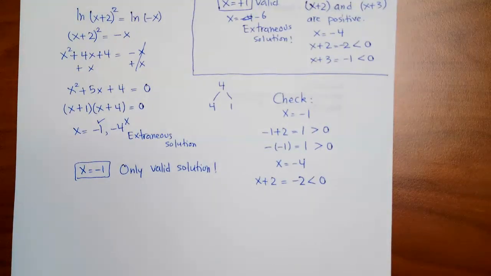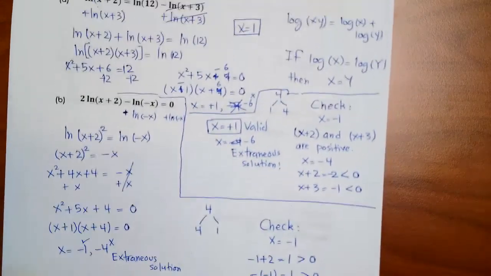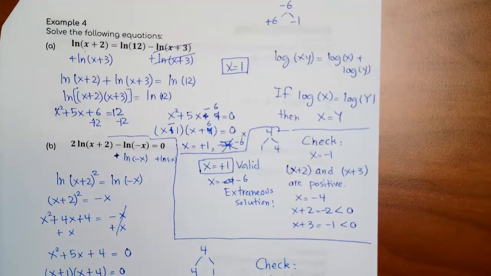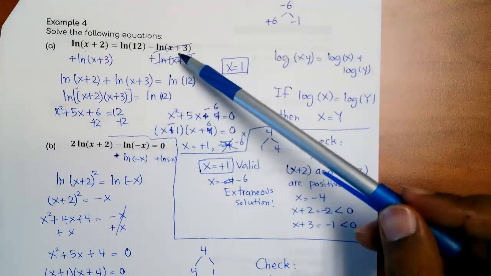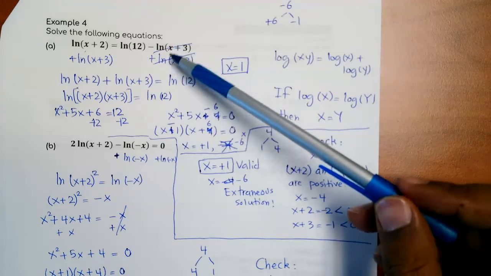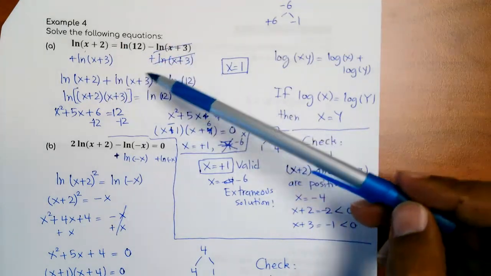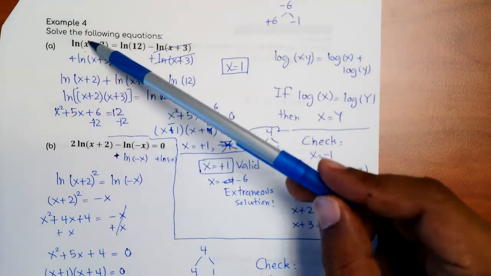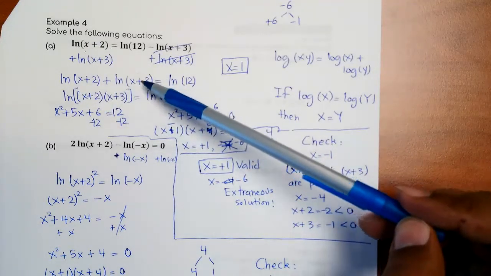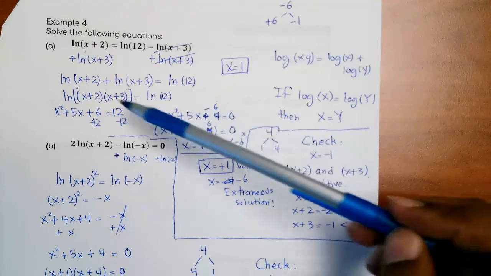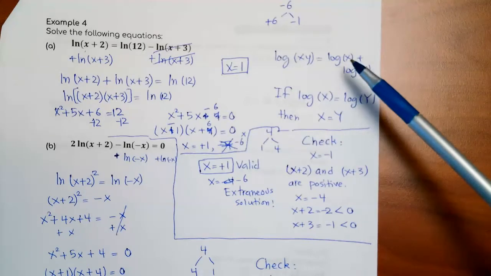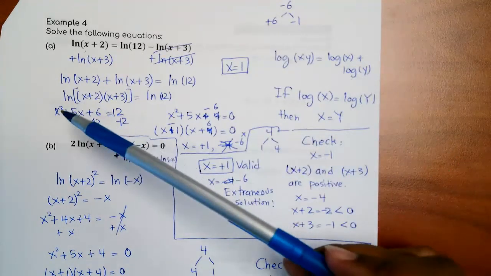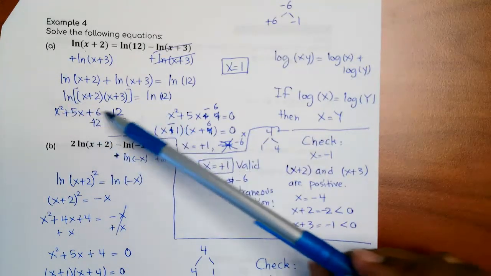Just to recap, because we had a little bit of a mistake on the first problem. Log natural of x plus 2 is equal to log natural of 12 minus log natural of x plus 3. We add this term on both sides, so this cancels out from here. Then we have log natural of x plus 2 plus log natural of x plus 3 is equal to log natural of 12. These two can combine using the property log of xy is equal to log of x plus log of y, and then we can get rid of the log natural from both sides.